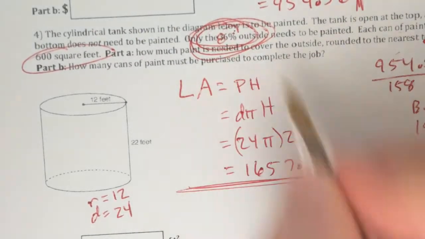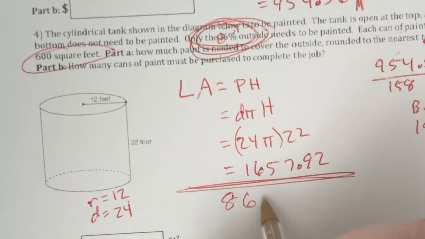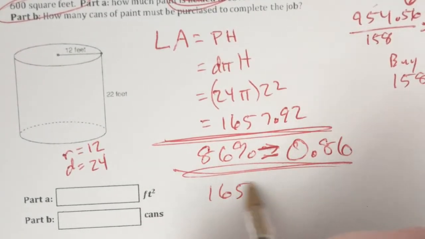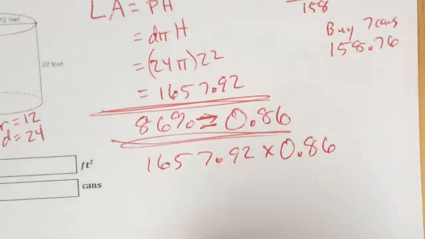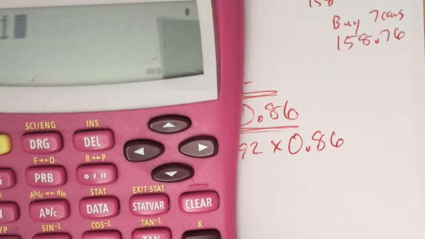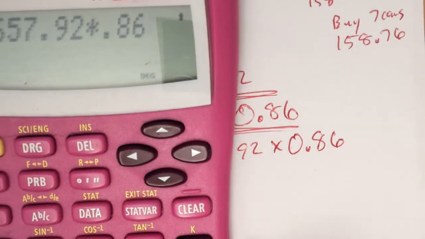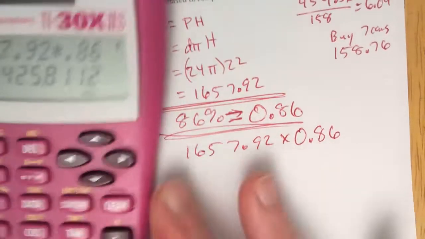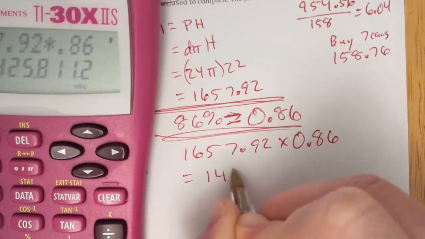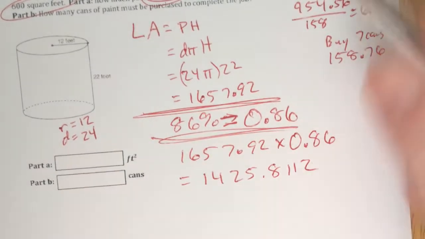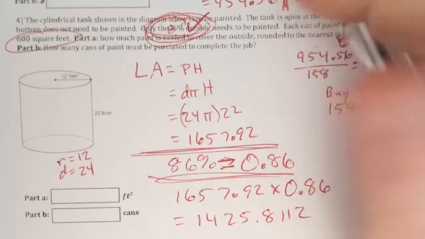Now, the percentage, that was 86%, right? That's the same thing as saying 0.86. So we're going to take the 1657.92 and we're going to multiply by the 86%. So we have 1657.92, and we're going to multiply by 0.86. And we get this long number, 1425.8112. And now, so we took care of the 86%.